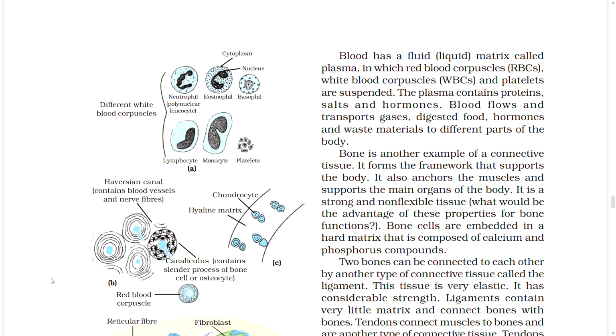Blood has a fluid liquid matrix called plasma, in which red blood corpuscles (RBCs), white blood corpuscles (WBCs), and platelets are suspended. The plasma contains proteins, salts and hormones. Blood flows and transports gases, digested food, hormones and waste materials to different parts of the body.